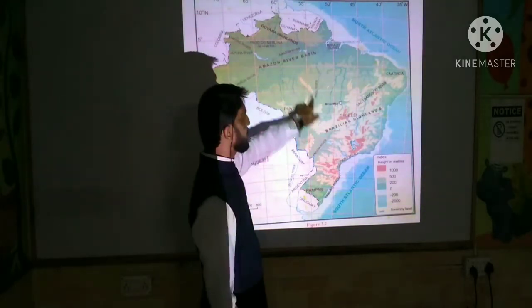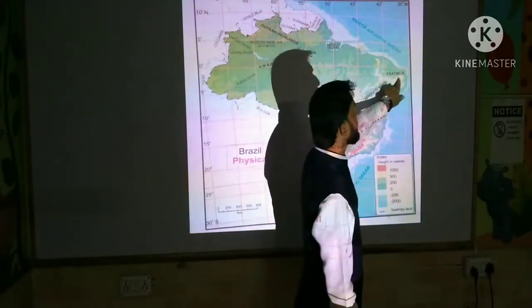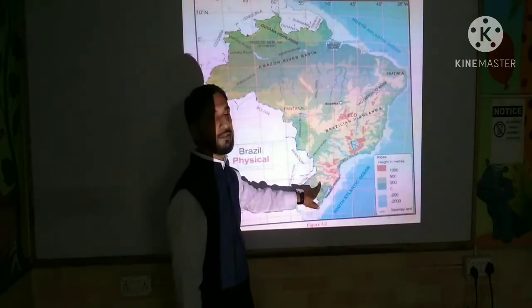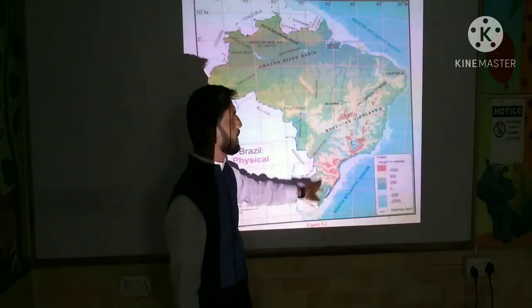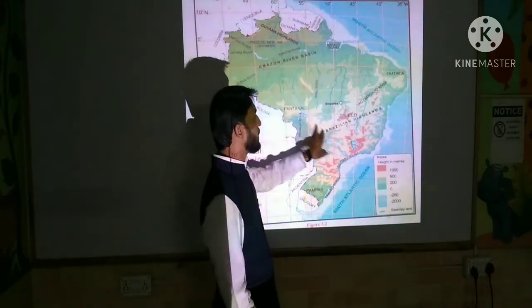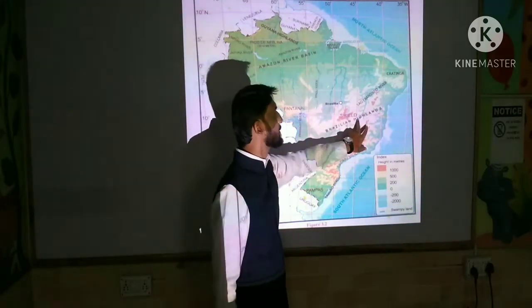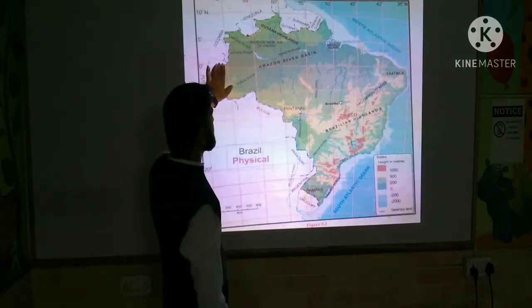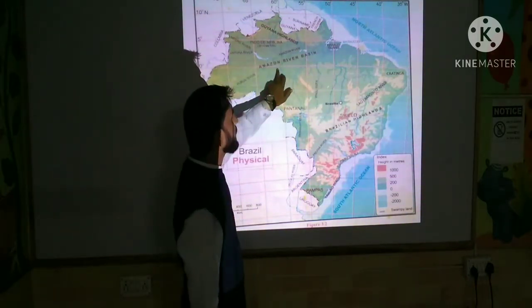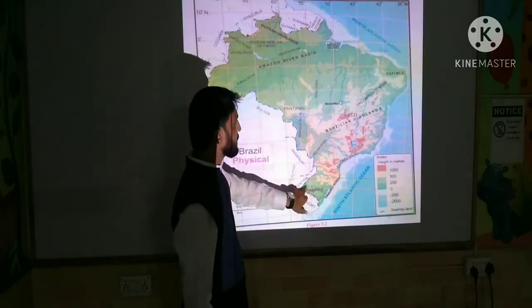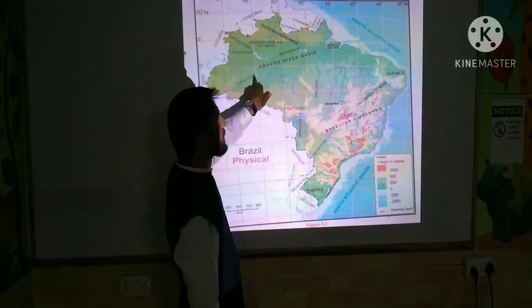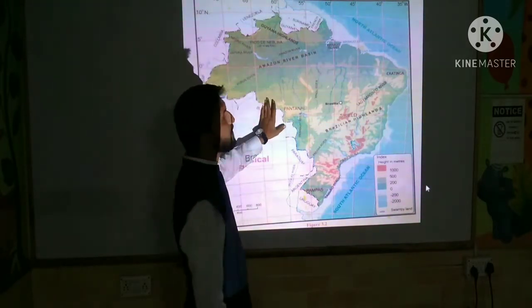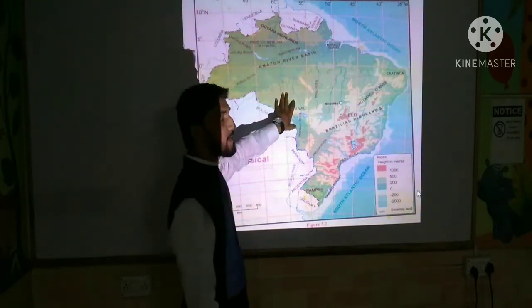This yellow color indicates the Brazilian highlands. Highlands means areas which have height. It is near about 500 to 1000 meters. The height of this region, these are called Brazilian highlands. After that, the low-lying area, the dark green color, shows the low-lying Amazon River Basin, and in the southern part somewhere this is also a low-lying area, the plain region of Brazil. Now students, we will see the population of these places in Brazil.